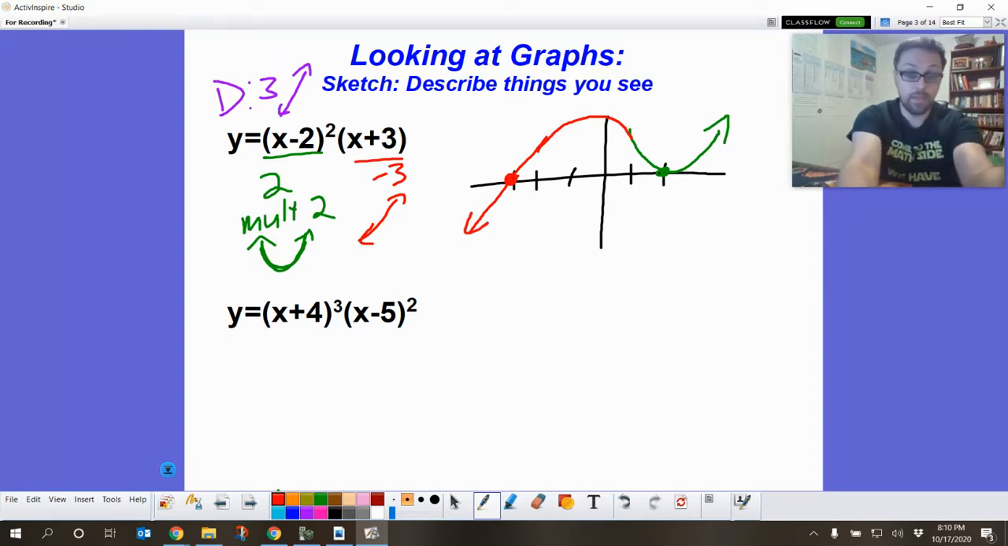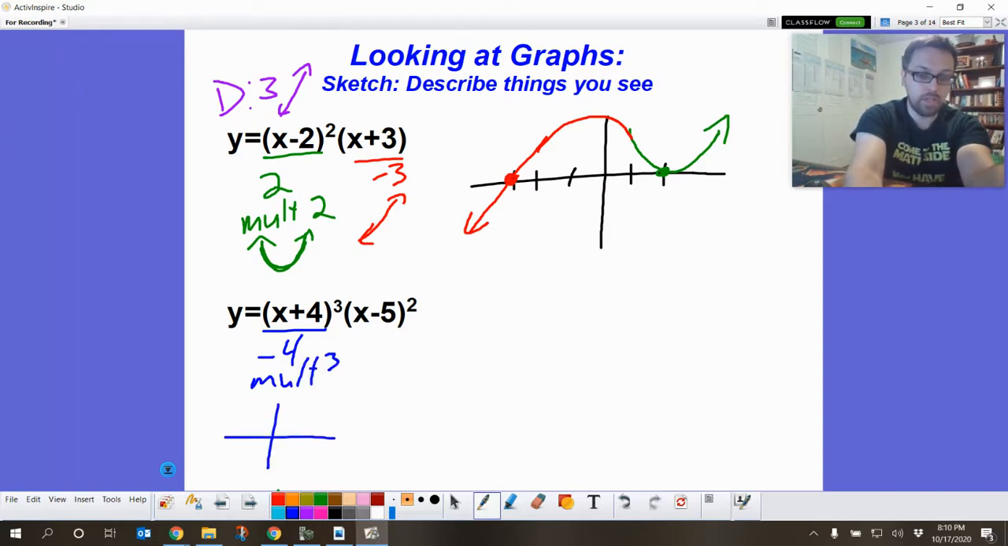Let's do it again. So this one, I've got a 0 at -4. It's multiplicity 3, so I know it's going to look like this. Let me not actually draw an axis. What's going to happen when it hits the axis is it's going to flatten out for a little bit and then continue on its way. It's kind of tricky to draw, but you want a little flattish bit going on.